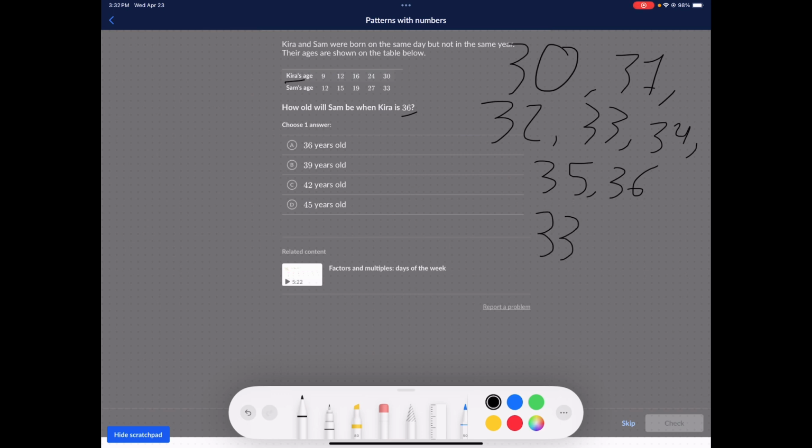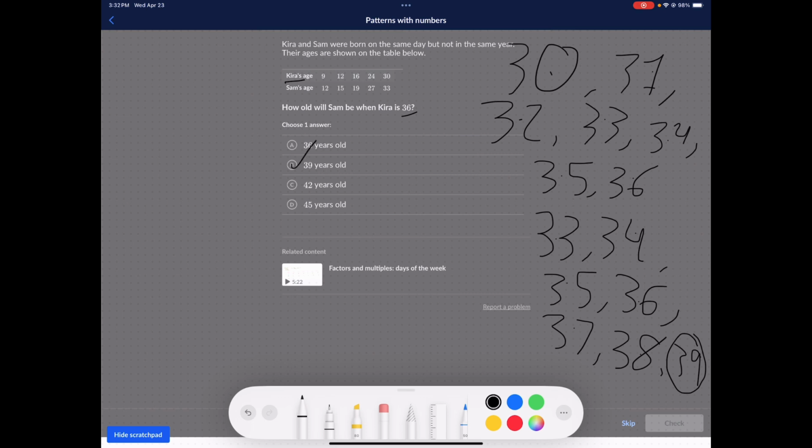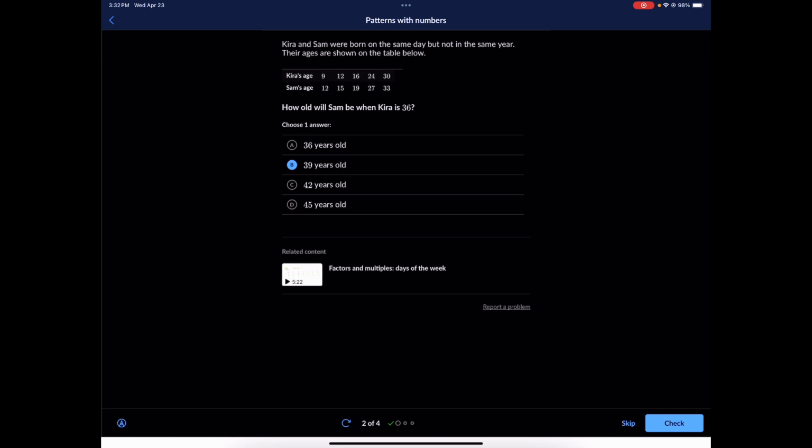So 33, 34, 35, 36, 37, 38. So let's see here. 1, 2, 3, 4, 5, 6. I think we need one more. 39. So 39 is our answer. So let's look at the choices, and it looks like B says that. All the other choices do not have the choice 39. So let's put that in.